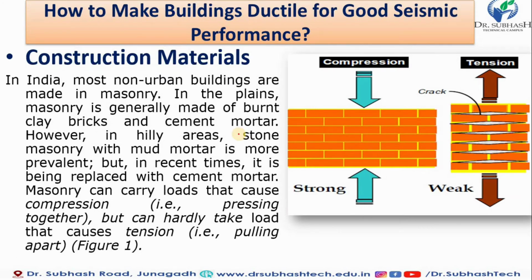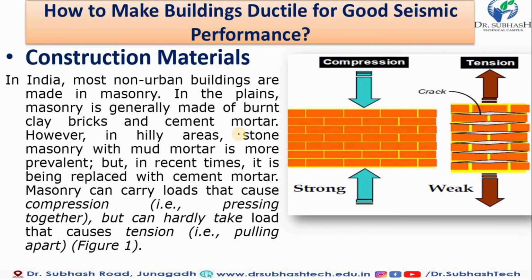Now, how to make a building ductile for good seismic performance. Again, raise your mind: if ductility is good, then how should it be improved in our building? In different construction materials and different parts of a building, the performance of ductility differs. So first we have to check our construction material. In India, most non-urban buildings are made of masonry. In plains, masonry is generally made of burnt clay brick with cement mortar. However, in hilly areas, stone may be used as masonry with mud mortar, but in recent times it is being replaced with cement mortar.